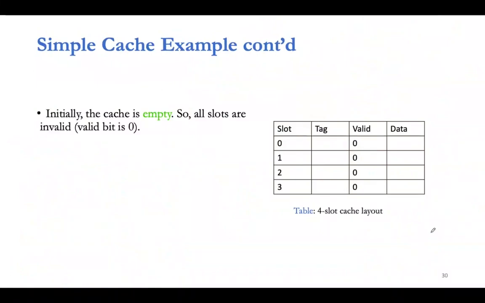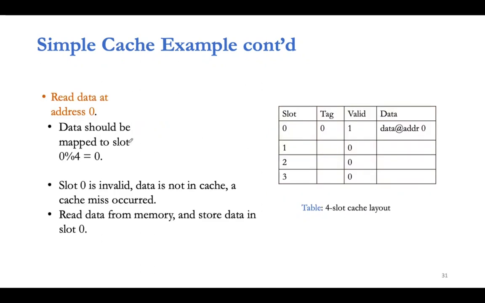Initially the cache is empty. Then it calculates the slot for the first request, that is 0. Read data at address 0. Slot 0 is invalid initially. So the data is not there in the cache, so a cache miss occurred. So read data from memory and store it in the dedicated slot, which is slot 0, and then set the valid bit as 1 and set the tag address as 0.